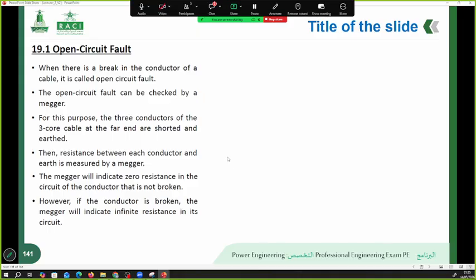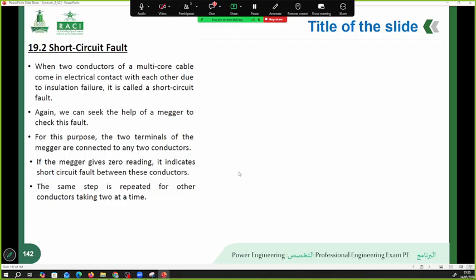We have a short circuit. When two conductors of a multi-core cable come in electrical contact with each other due to insulation failure, it is called a short circuit fault. Again, by using a Megger, we can check whether we have a fault or not. If the Megger gives a zero reading, it indicates a short circuit fault between these conductors.